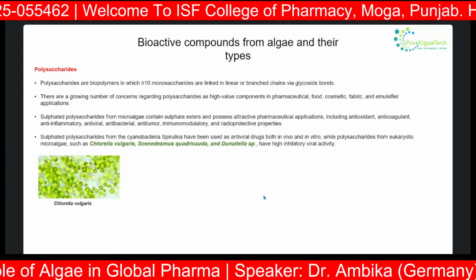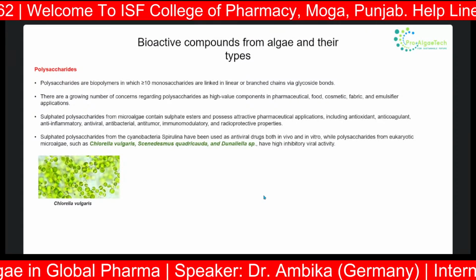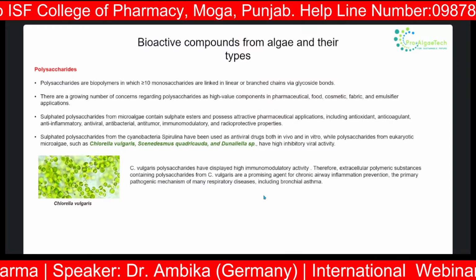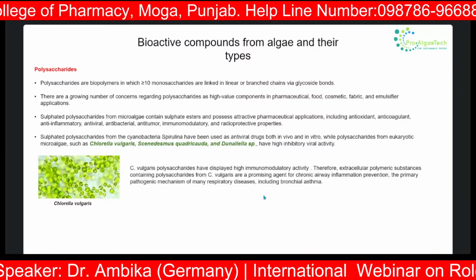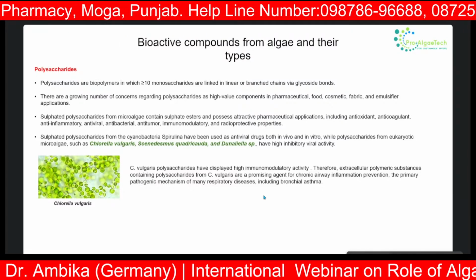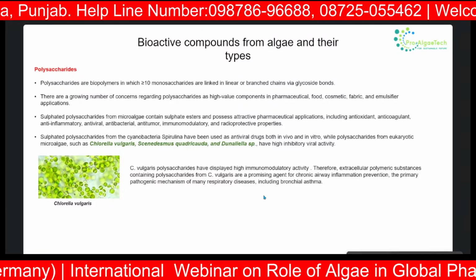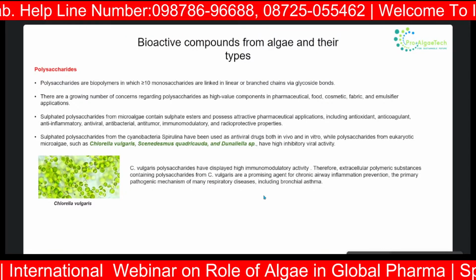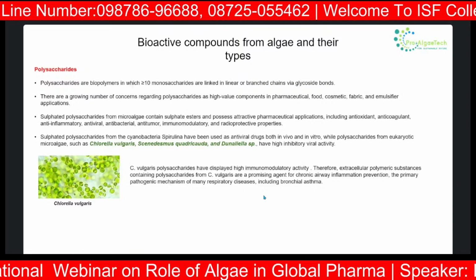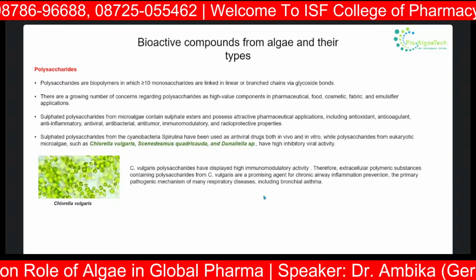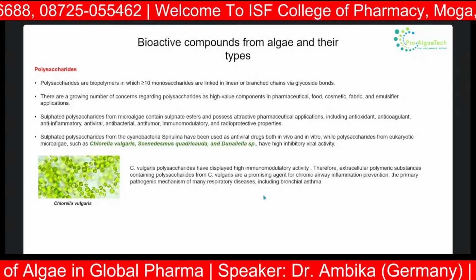So this is Chlorella vulgaris. It's a green algae. Polysaccharides have high immunomodulatory activity, therefore extracellular polymeric substances containing polysaccharides from Chlorella vulgaris are a promising agent for chronic airway inflammation prevention, the primary pathogenic mechanism of many respiratory diseases, including bronchial asthma.